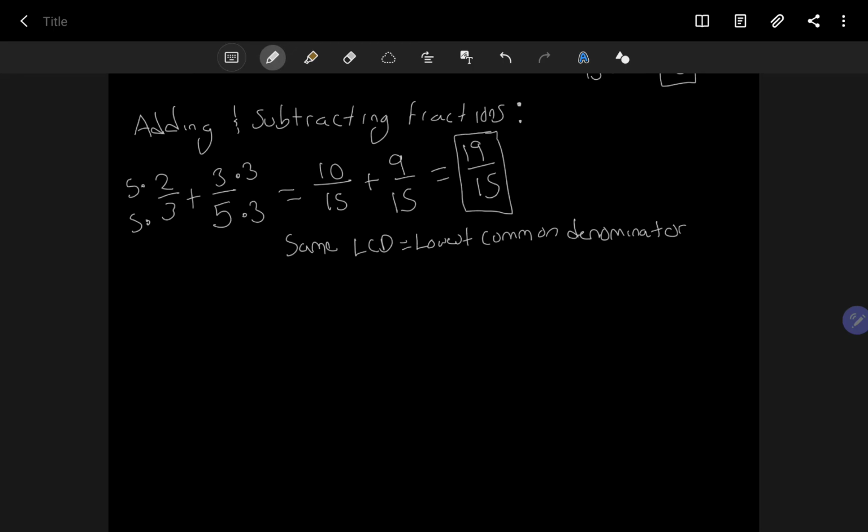You don't make it smaller? In this case, not necessarily because it's 19, so nothing goes into 19. But yeah, you can make it smaller if they have something in common.